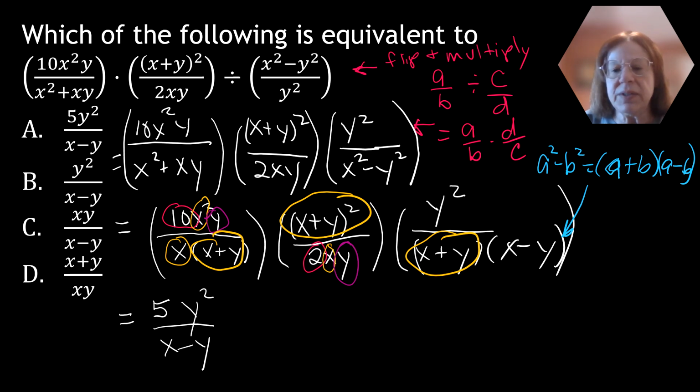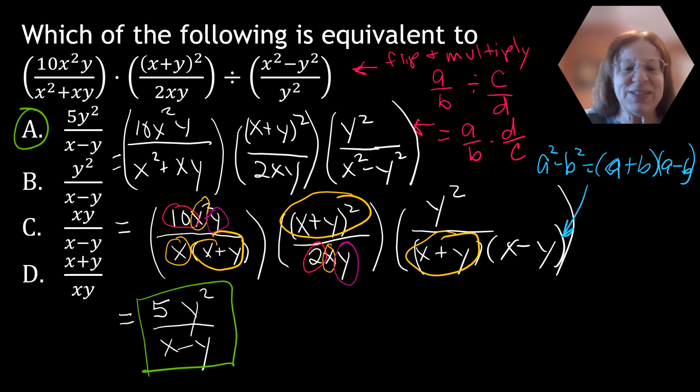Now we're left in the numerator. There's nothing we can do with the y squared. There's no y squared on the bottom. And there's nothing we can do with x minus y in the denominator because there's no x minus y in the numerator. And so A is the answer, 5y squared over x minus y.